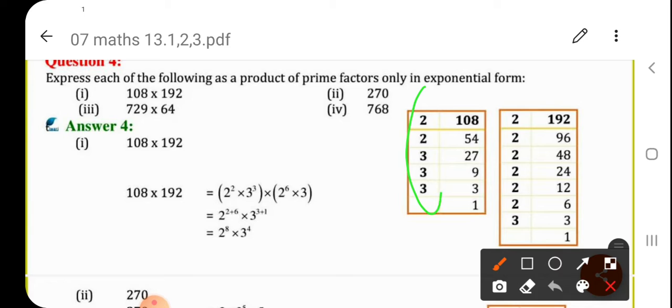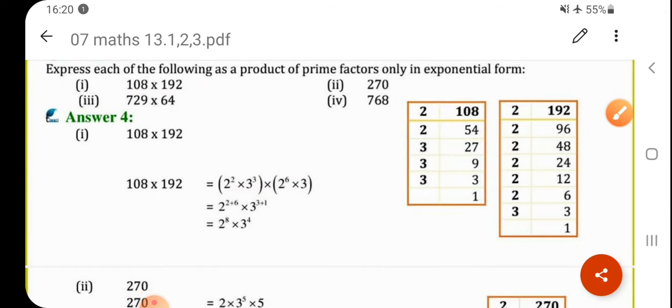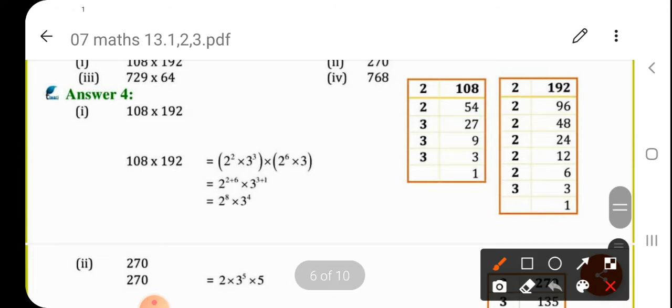Then write the prime factors in exponential form. Here 2 two times, so 2 raised to 2, multiplied by 3 three times, so 3 raised to 3. Now you can see both the numbers are in multiplication, so these factors you also have to write in the product. Here 2 how many times? 6 times, so it's 2 raised to 6, and 3 one time, so multiplied by 3.